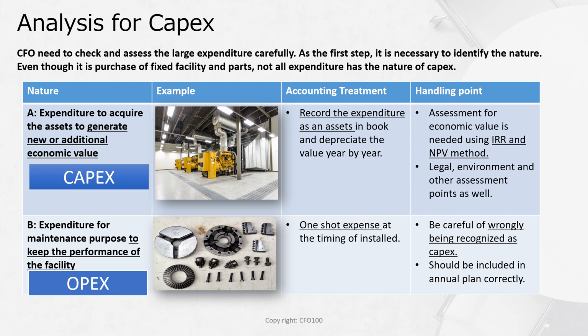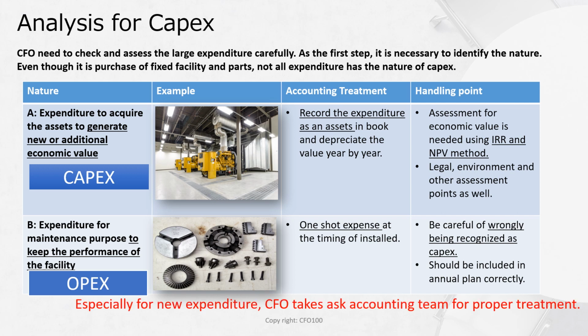Category B expenditure should be included in the annual plan correctly because it is one-shot expense having a direct impact on P&L. As a routine expenditure, it is easy to refer to past experience and treatment, but especially for new expenditures, CFO asks the accounting team and the finance team for proper treatment. In the next slide, you can see the basic way of analyzing Capex expenditure, and then you can learn the main discussion points for maintenance cost having a nature of OPEX.